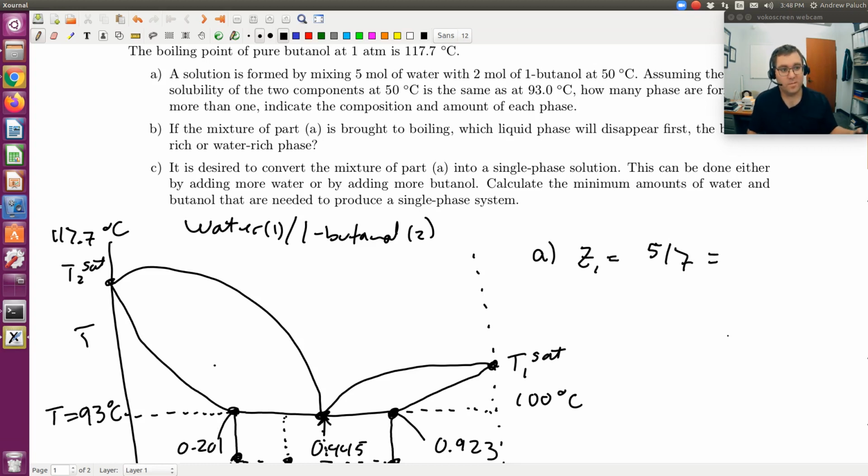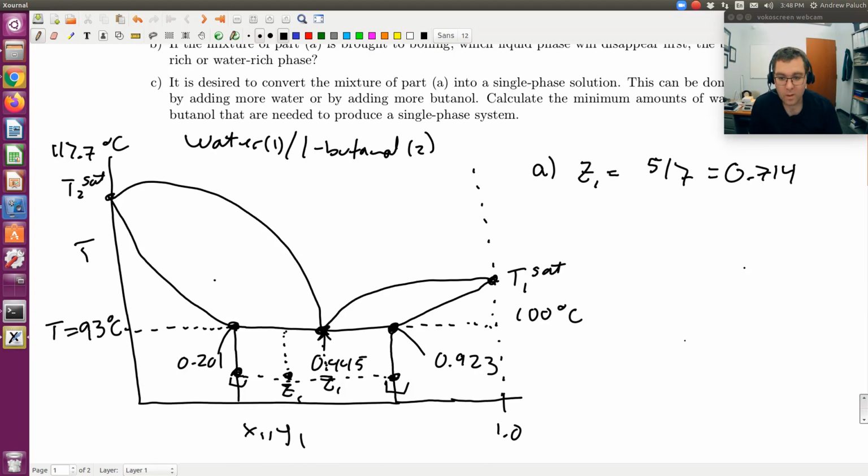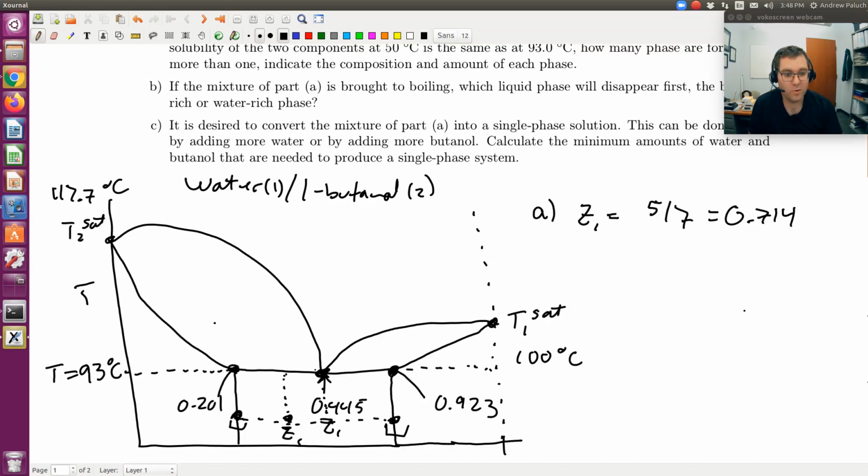So 5/7, 0.714. Okay, so Z1's 0.714. Okay, then what that tells me is I'm in between my azeotropic composition and my right phase boundary. So I'm in the LLL region, and so I will in fact get phase splitting. I'll get phase splitting to form 2 liquid phases.